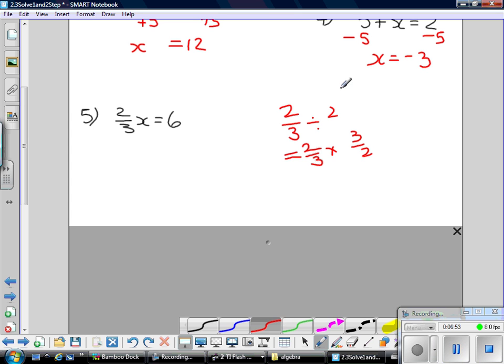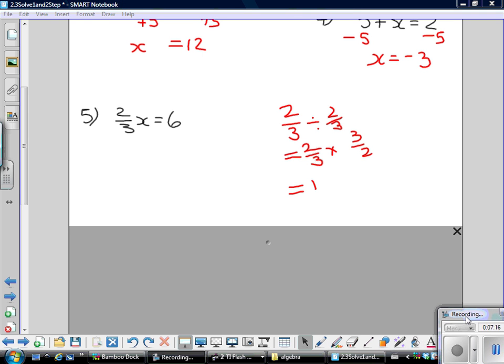And I will make it a 3. Okay, so you end up with 6 over 6, which is 1. Or the 2's cancel out, the 3's cancel out, and you're left with 1. So what this really means is, if I divide by 2/3, it is the same as multiplying by 3/2. Dividing by 2/3 is the same as multiplying by 3/2. That's really important.